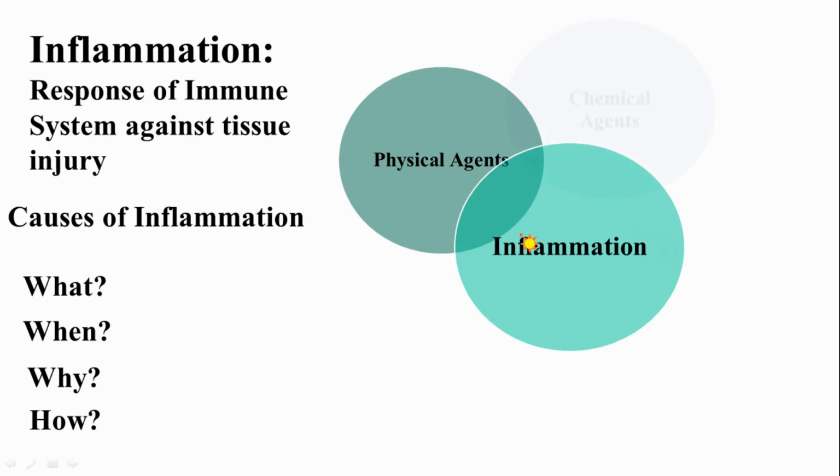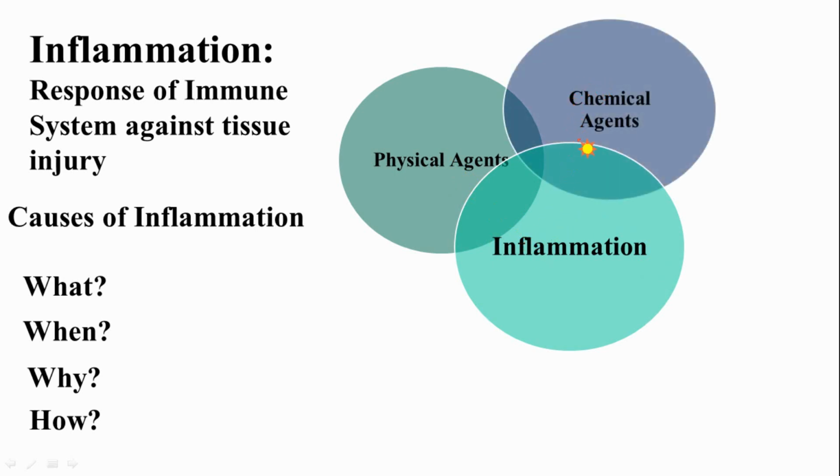Then inflammation can be because of chemical agents. So tissue injury can be because of physical agents or chemical agents. Physical agents and chemical agents can cause trauma, which can lead to the inflammatory response. Other than these, infectious agents can also cause inflammation. Infectious agents such as viruses, bacteria, fungal infections, or parasites, etc., can cause inflammation.